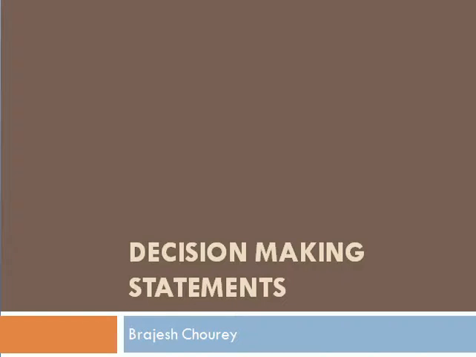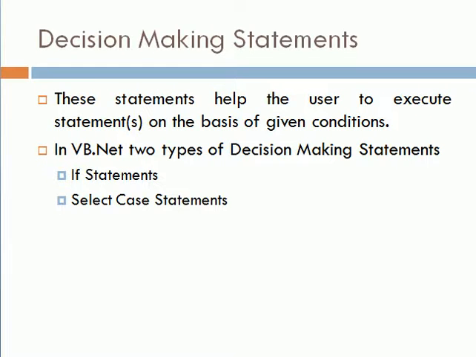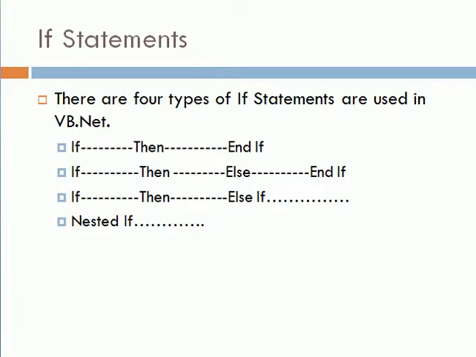Hello friend, today we will learn the concept of decision making statements in VB.NET. First we discuss what decision making statements are. Basically, these statements help the user to execute statements on the basis of a given condition. In VB.NET, there are two types of decision making statements: first, if statements, and second, select case statements.